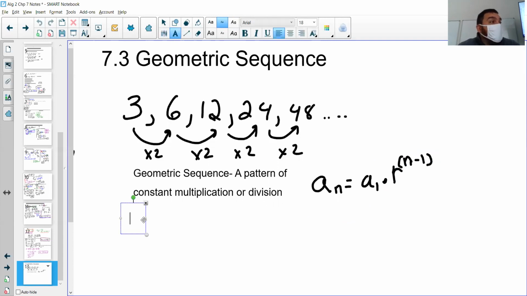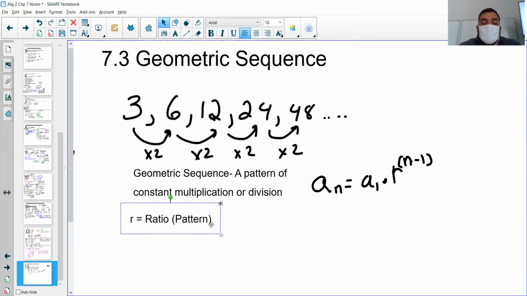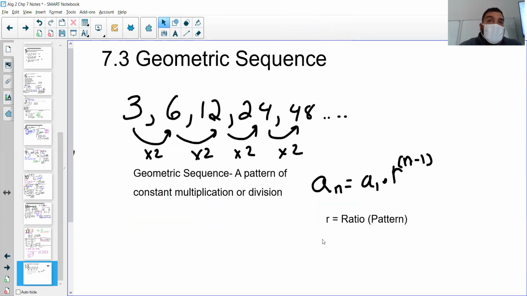Now, a lot of these are the same. The AN is the same, the A1 is the same, the N is the same. The only difference is the R, the D, which is now an R. So the R represents the ratio, but how we always refer to it is the pattern. So these equations use R for ratio, while the adding or subtracting uses D for difference, aka the pattern.